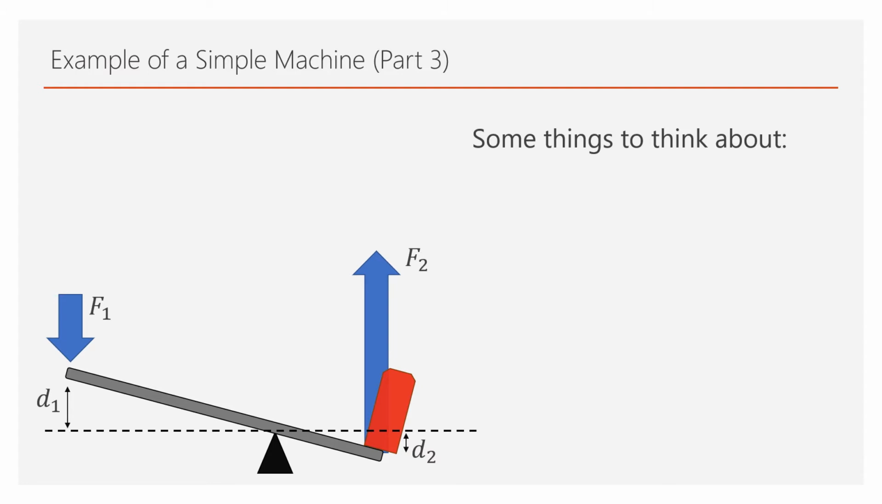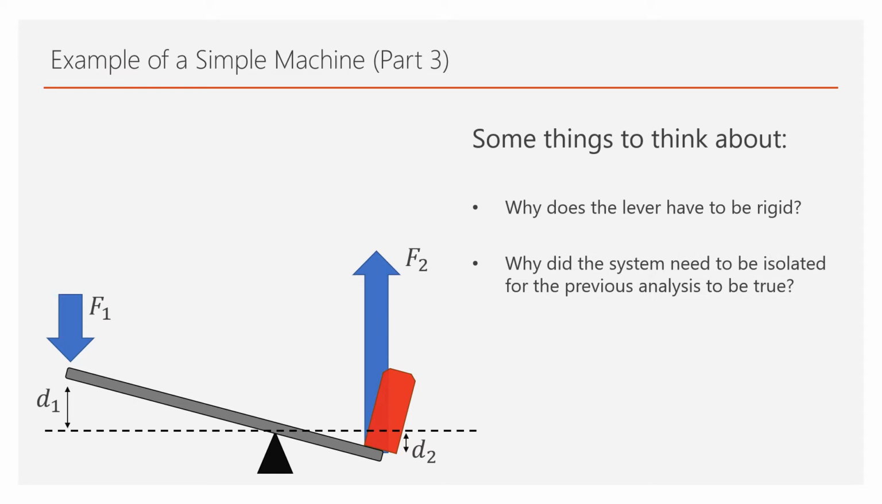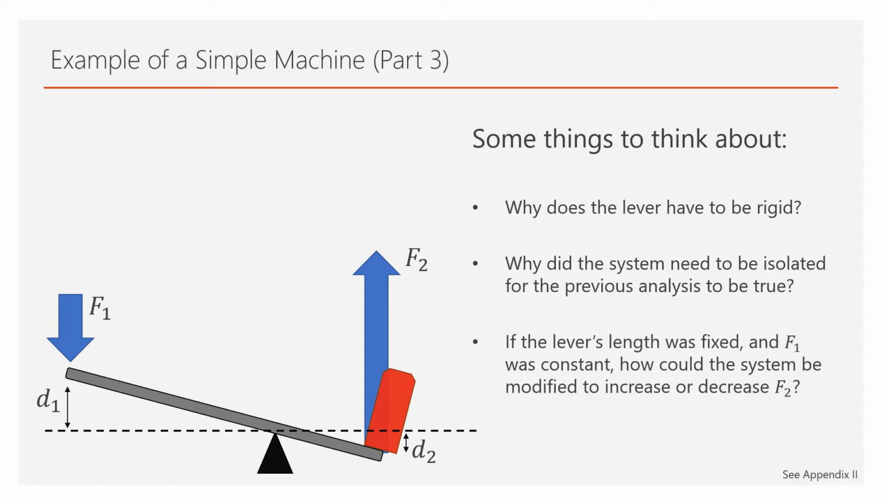Here are some things to think about. Why does the lever have to be rigid? Why did the system need to be isolated for the previous analysis to be true? If the lever's length was fixed and the downward force was constant, how could the system be modified to increase or decrease the amount of weight that is lifted?